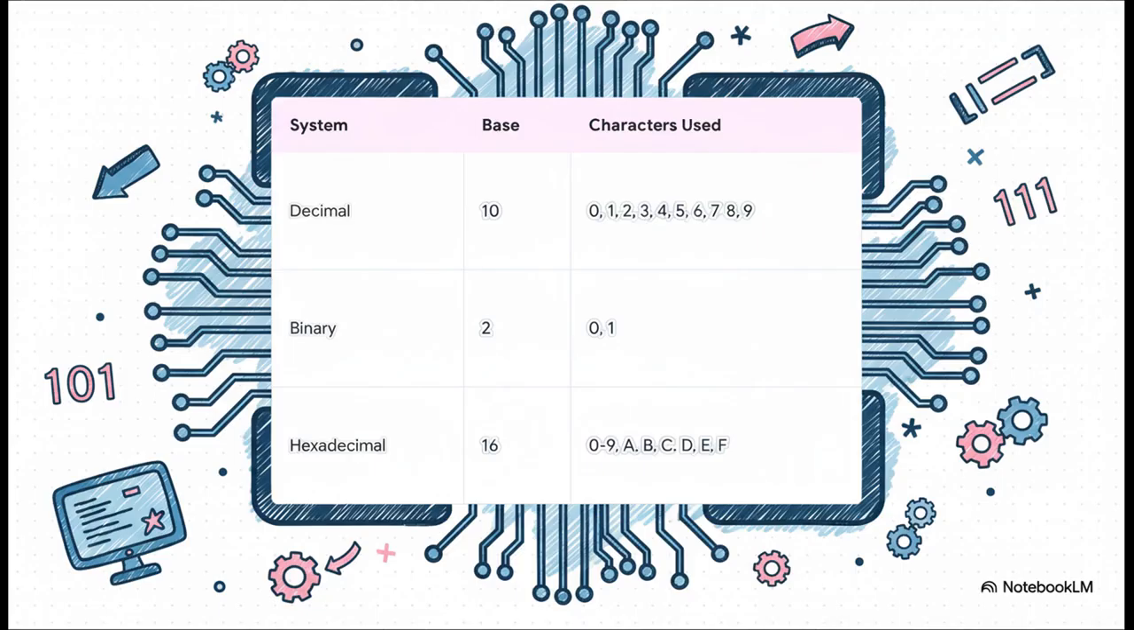But then you've got hexadecimal, a base 16 system. And notice this, it uses our regular numbers, 0 through 9, but then it adds the letters A through F. Now that might seem a little strange at first, but it's actually a super efficient way for developers to write out long, clunky binary numbers. We'll see exactly how in just a minute.